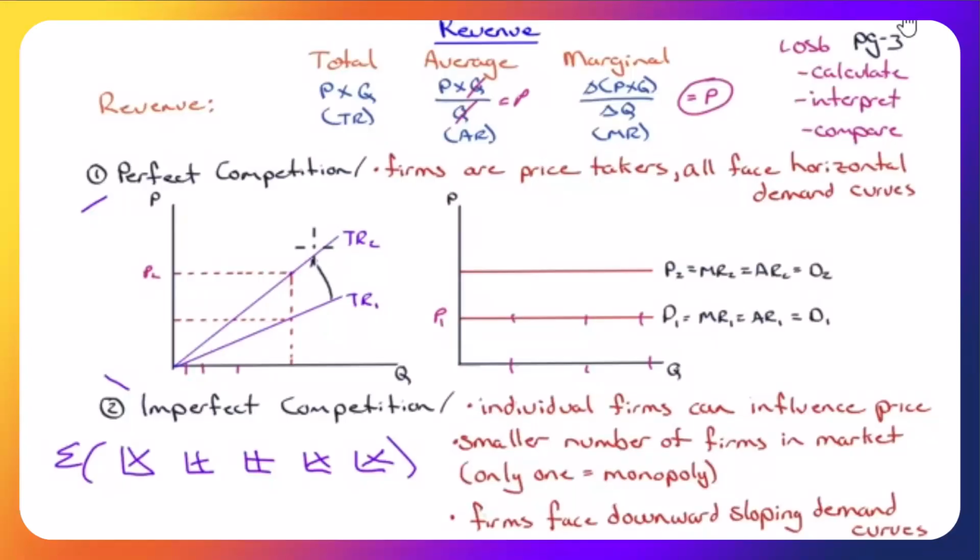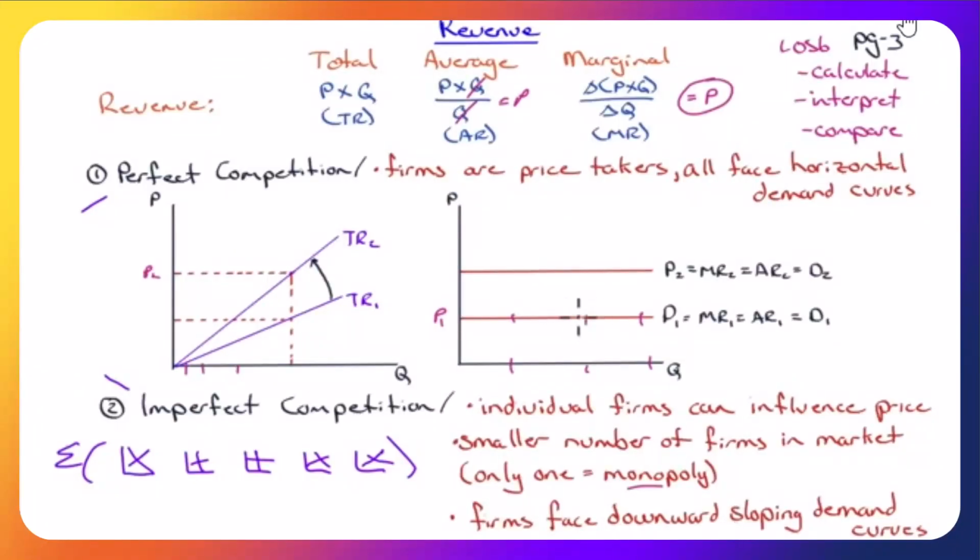Let's have a look at imperfect competition. First, the characteristics here. Individual firms can influence price. So suddenly quantity is going to matter. The more they produce, they will have an effect on price. There are a smaller number of firms in the market now, and when we get all the way to the limit where there's only one firm, we say that that is a monopoly. Since the firms can affect the price with their output, firms face downward sloping demand curves.